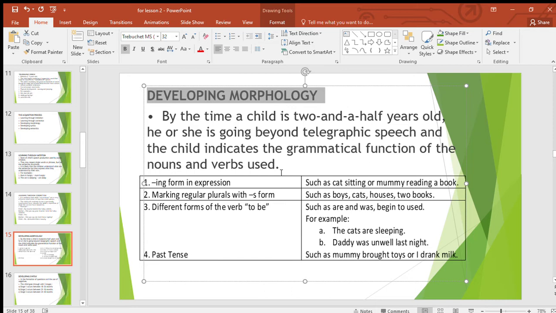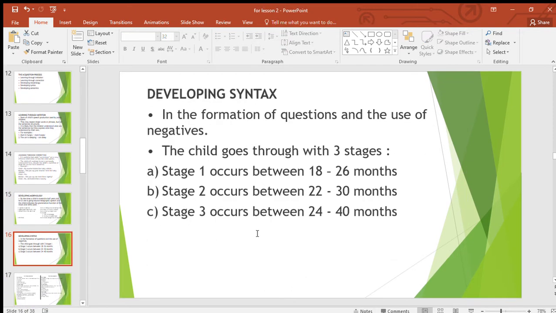Okay. Moving on to developing syntax, in the formation of questions and the use of negatives. In this stage of the process, the child goes through three stages. So stage one usually occurs at 18 to 26 months.